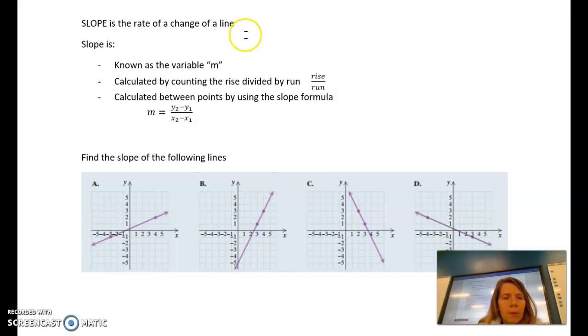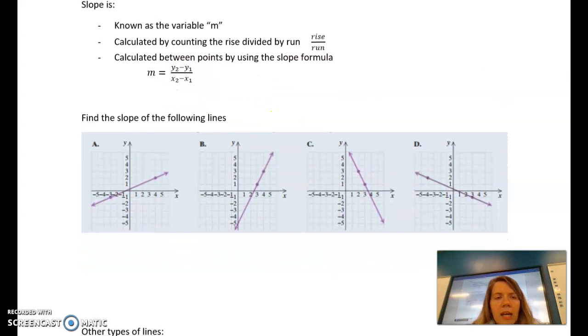And so here's a couple of things to know about slope. Slope is known as the variable m. So anytime you see m, it represents slope, okay? It's calculated by counting the rise divided by the run, which is what we've been doing. And then the last point is we can use the slope formula to calculate the slope between 2 points. And so m is equal to y2 minus y1 all over x2 minus x1. And so we'll get some practice with that in a couple minutes.